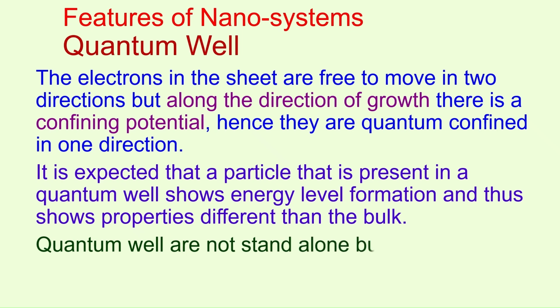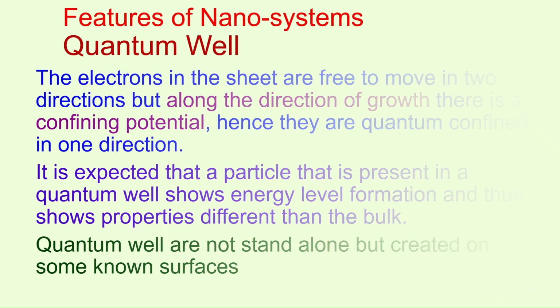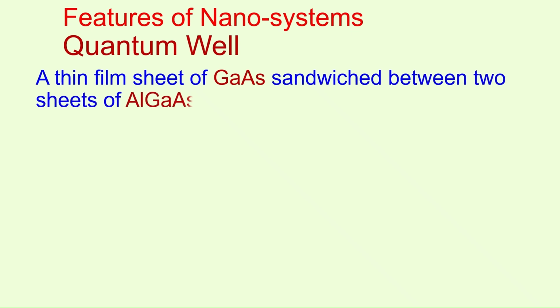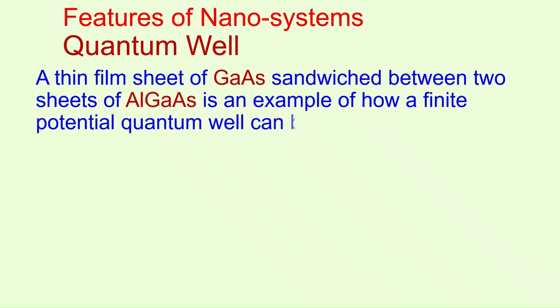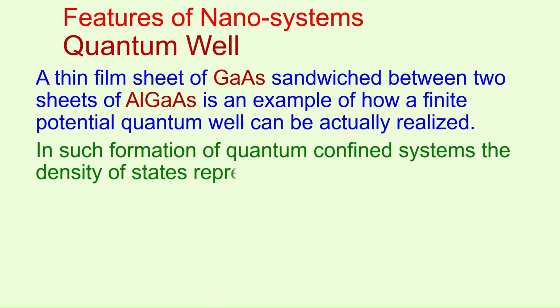Quantum wells are not standalone, but created on some known surfaces. A thin film sheet of gallium arsenide sandwiched between two sheets of aluminium gallium arsenide is an example of how a finite potential quantum well can be actually realized in such formation of quantum confined systems.